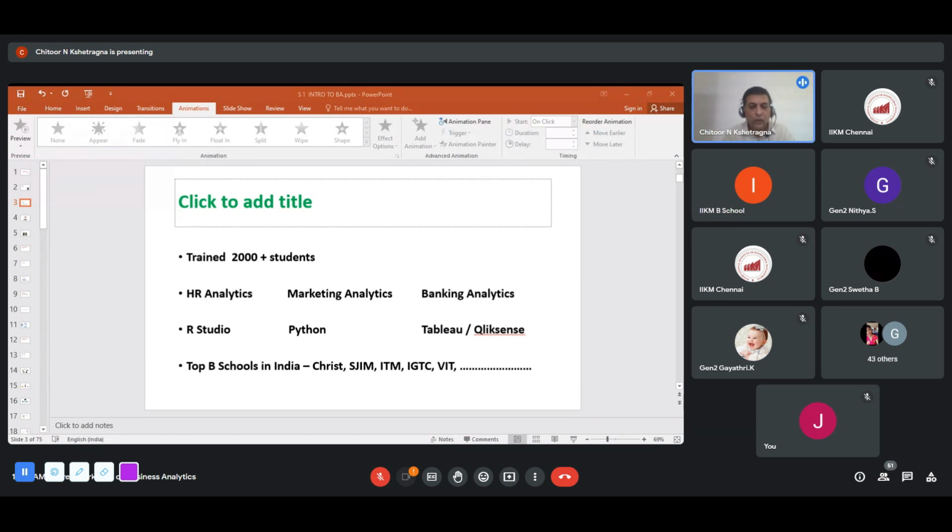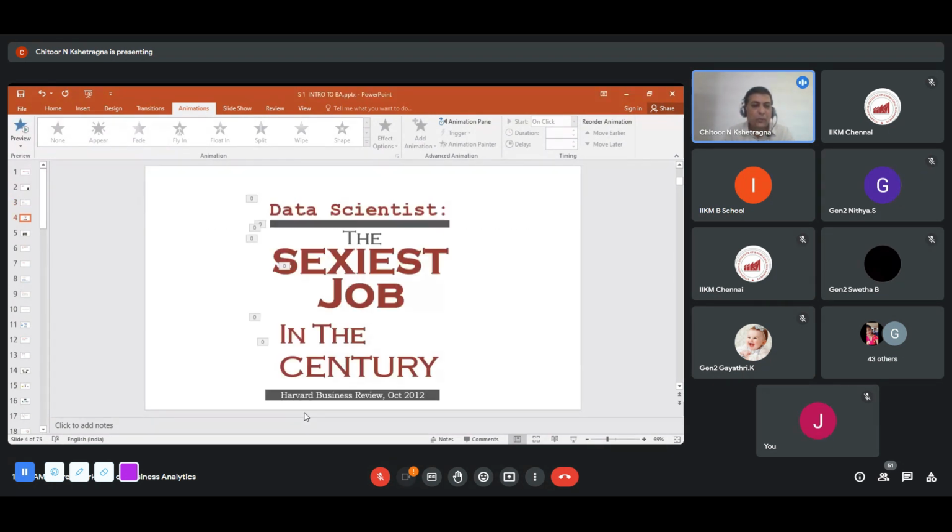So I'm involved with most of the B-schools, like Christ University in Bangalore, St. Joseph's in Bangalore, ITM in Chennai, Indo-German Trade Center, VIT, Imarticus, and Ramachandra Medical College. They have an MBA in healthcare, so I do a lot of work on healthcare analytics. So there are many areas I really focus on. So this is briefly about myself.